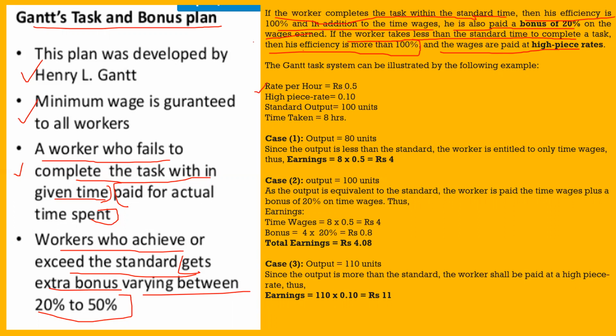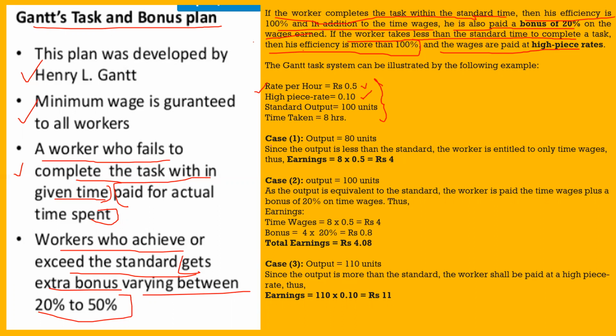Rate per hour they have given is 0.5. High piece rate is 0.10. Standard output is 100 units. Time taken is 8 hours. All these are fixed by the company.